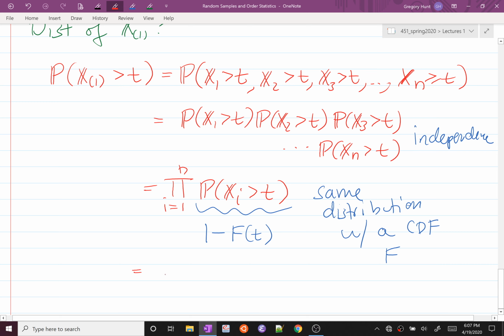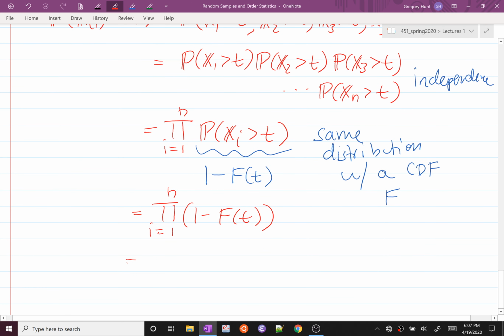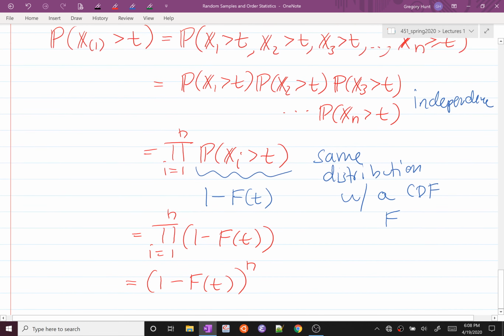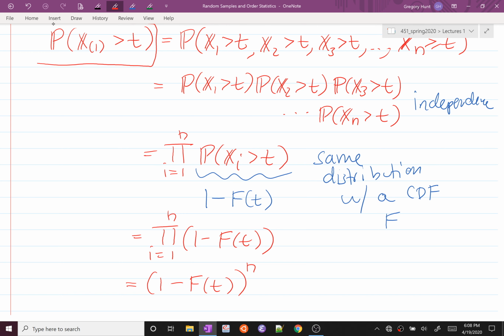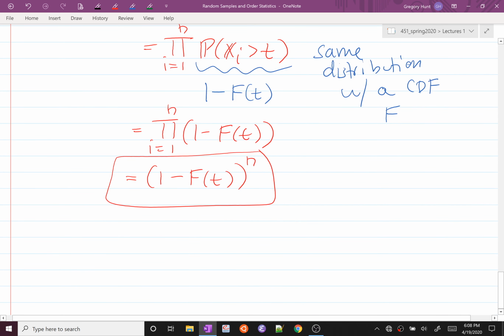And so we can simplify this and say this is the product, i goes 1 to n, of 1 minus the CDF. And now we have no dependence on i. In fact, we can just say this is 1 minus the CDF at t, to the nth power, because all those terms in the product are exactly the same. And so we started off with the probability that the minimum is bigger than or equal to t, and we've got an expression for that. So let's just write that down. What we've derived so far is that the probability that the minimum is bigger than t is 1 minus F of t, to the n.